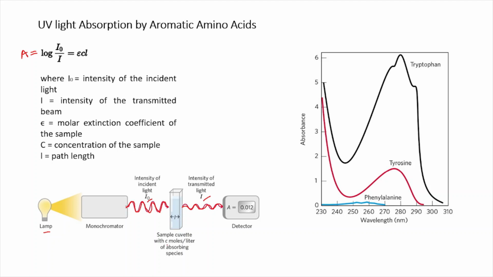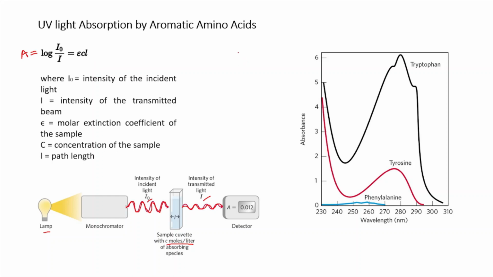The sample has a concentration of C moles per liter, and you detect with a recorder how much of the intensity of light is absorbed and how much of it is not absorbed. Then you place the values in the formula, log I naught by I is equal to epsilon C l, and you calculate the absorbance, that is, how much absorption has been carried out.